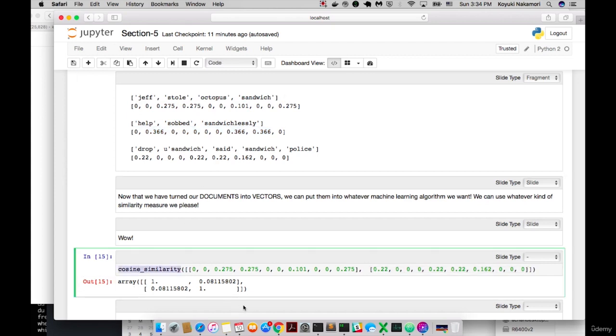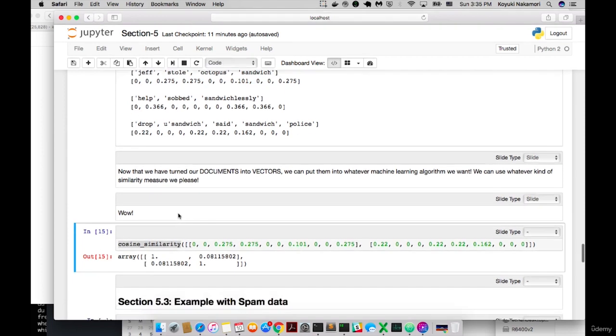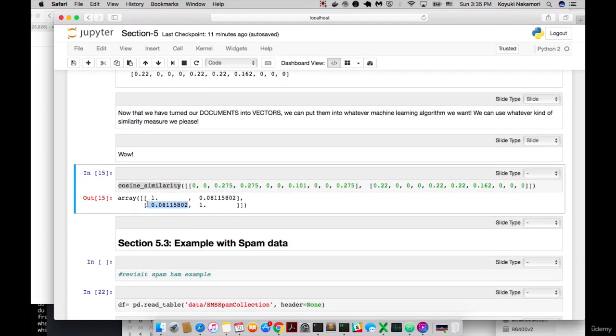You can see 1, 1, because this is the first document compared to itself. This says how similar the first document is to itself, so of course it's going to be 1, and this is going to be 1 as well. But this and this are symmetric. This is the cosine similarity between the first and second documents, the first vector and second vector, and it is 0.08. I wouldn't think that is very high in terms of how similar they are in cosine similarity, but we can try something else.